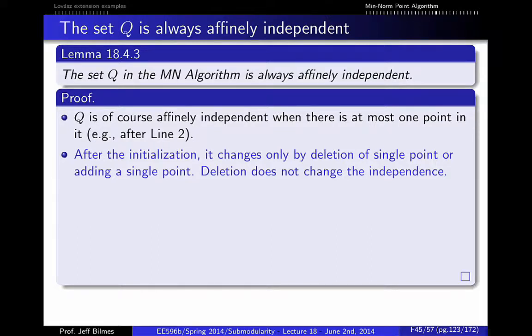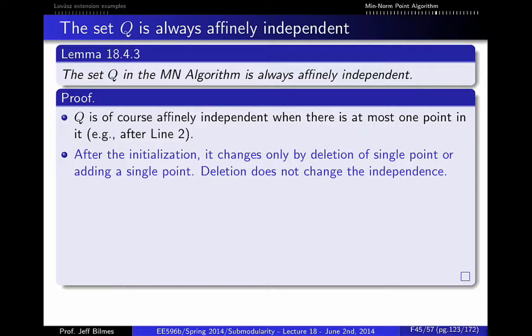So you can see that the only thing we can do with deleting points. There's a little bit of a typo here as well. Sorry, but in line 7, we add a single point, and in line 15 we can delete some points. Right. So either we delete one or more points from Q, or we add one point. Any form of deletion doesn't destroy the affine independence.